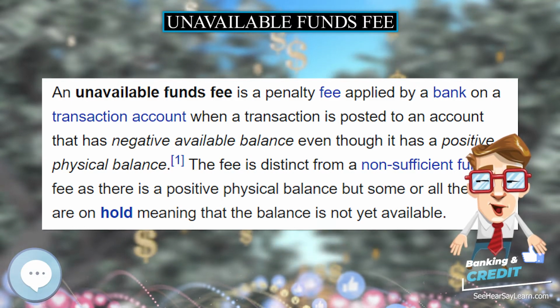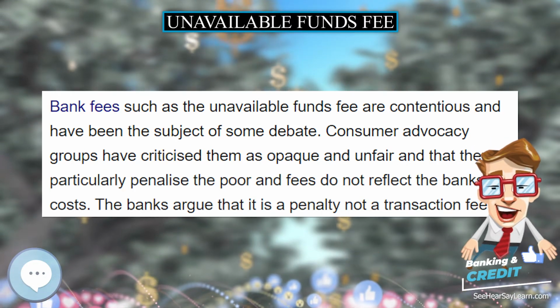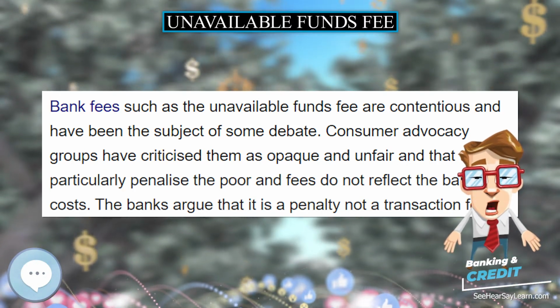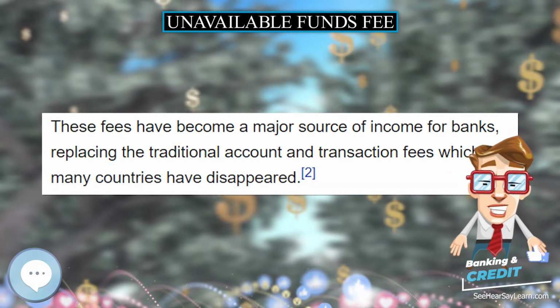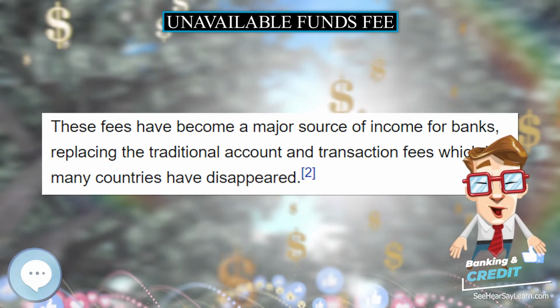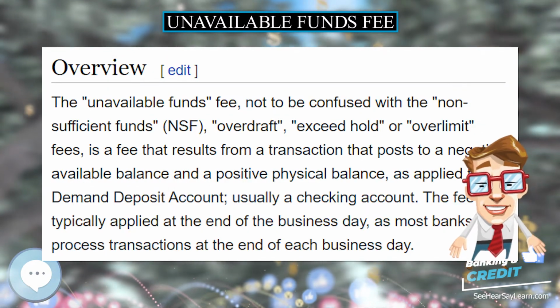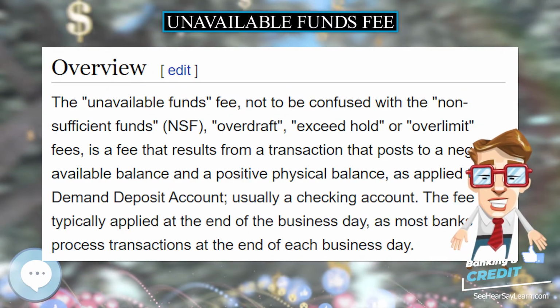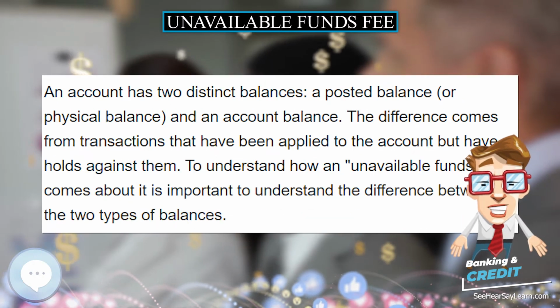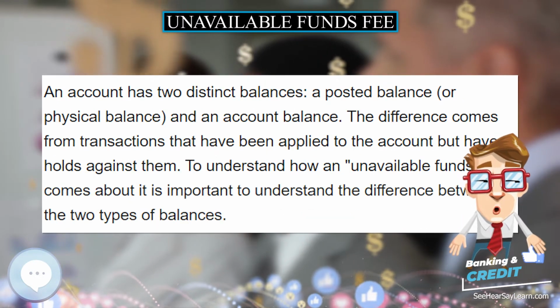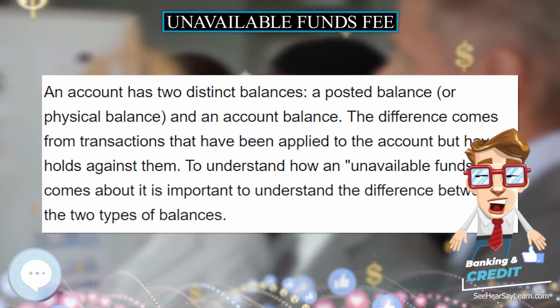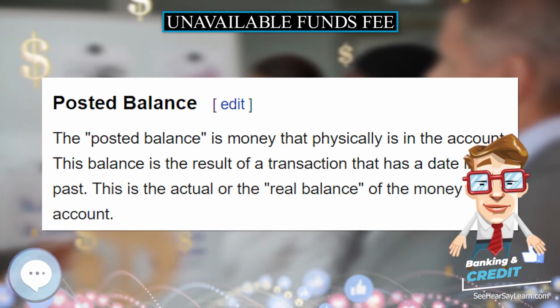The difference comes from transactions that have been applied to the account but have holds against them. To understand how an unavailable funds fee comes about, it is important to understand the difference between the two types of balances. Posted balance. The posted balance is money that physically is in the account. This balance is the result of a transaction that has a date in the past. This is the actual or the real balance of the money in the account.